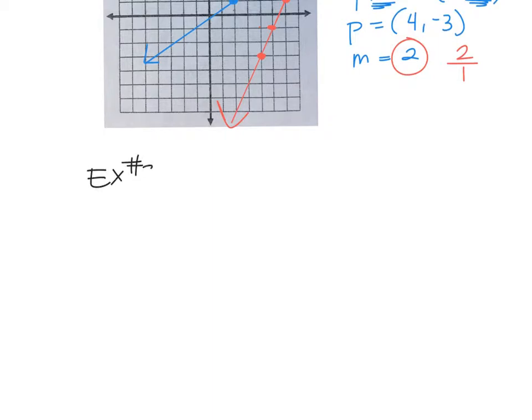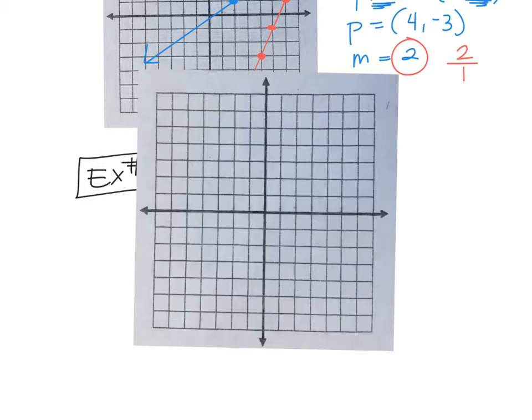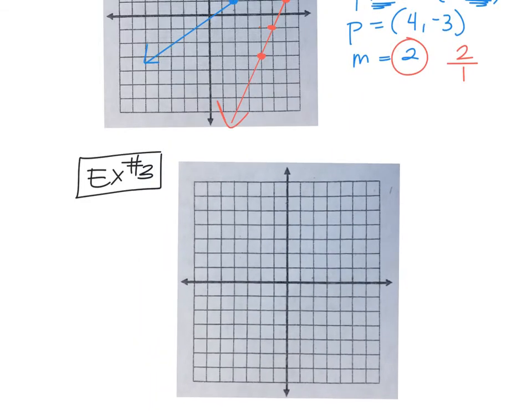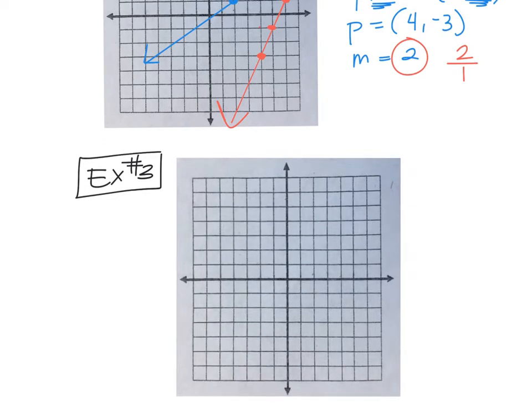Example 3. Okay, let's say I give you a graph. So this one you're kind of working backwards from what we just did. You're going to start with the graph, and you have to come up with the equation. Okay, so my graph looks like this. You have a point at 1, 4.